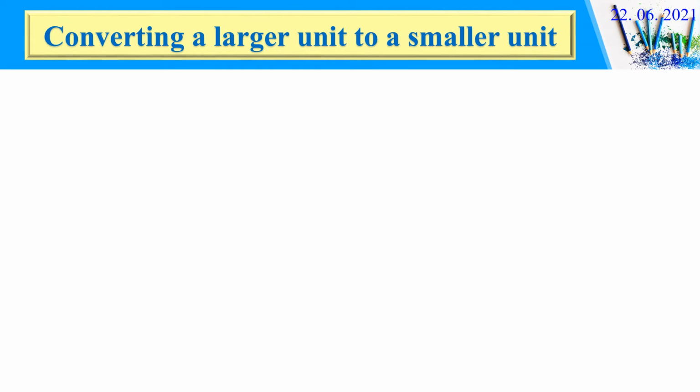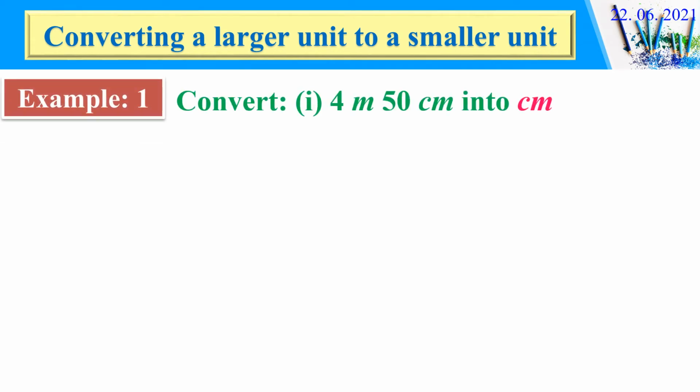Converting a larger unit to a smaller unit. Example 1. Convert the first sum, 4 meter 50 centimeter, into centimeter. Let us move on to the solution. The sum is 4 meter 50 centimeter into centimeter. We have to convert 4 meter into centimeter and add that with 50 centimeter.